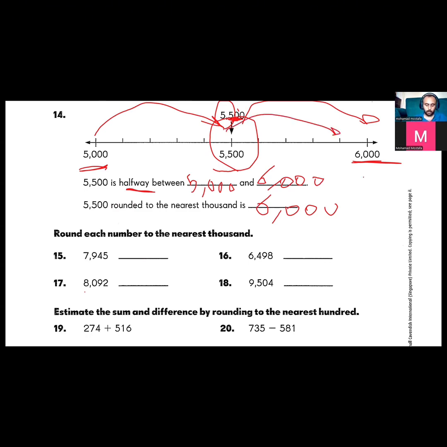Round each number to the nearest 1,000. Which number is in the thousands here? 7. Very good. Before 7 I have 9. Is 9 poor or rich? Excellent. 9 is a rich number. So add 1 to 7. Then cancel the 9 and any number before 9 by zeros. I have 3 numbers, so write 3 zeros. Then a comma, 7 plus 1, 8.